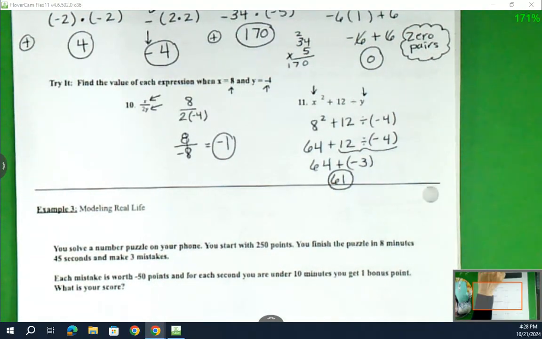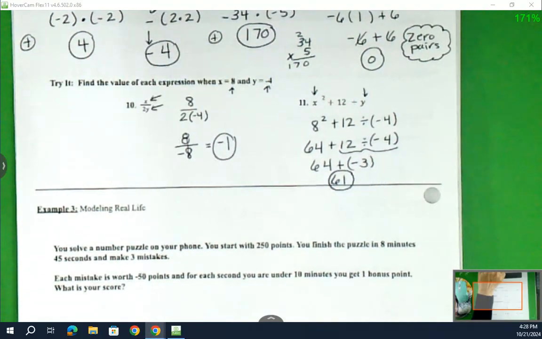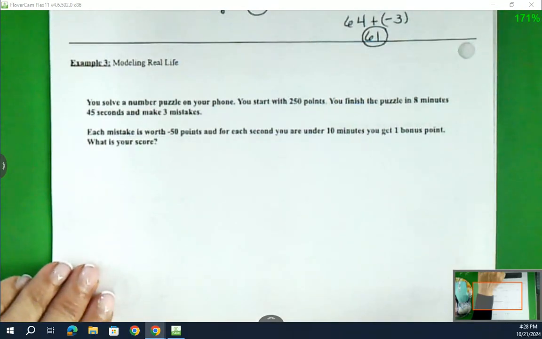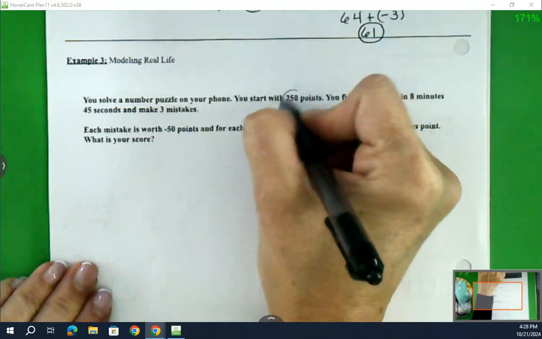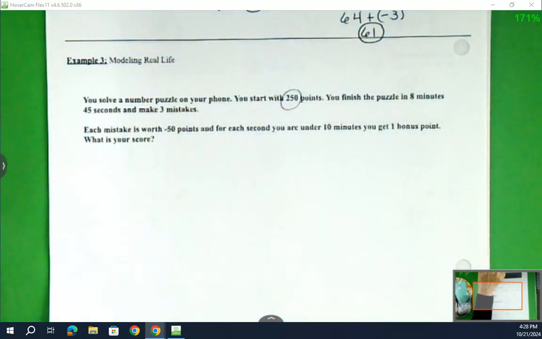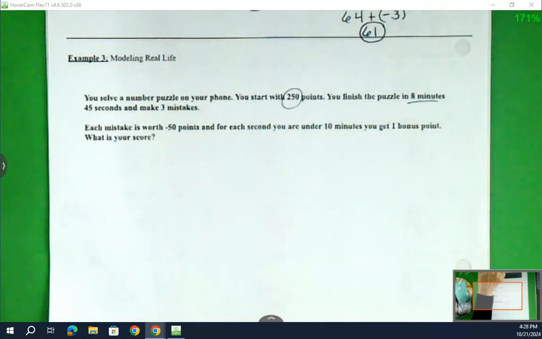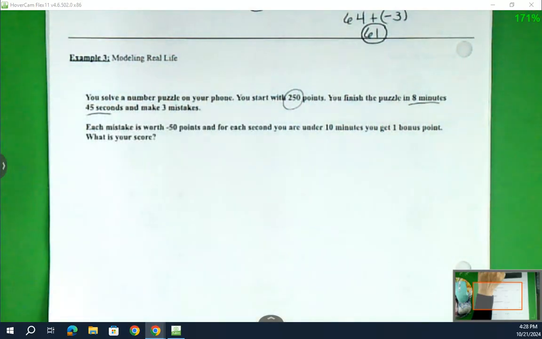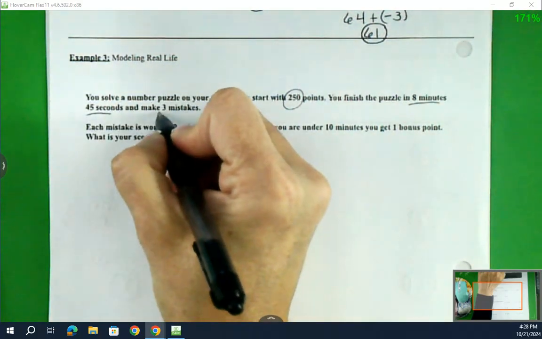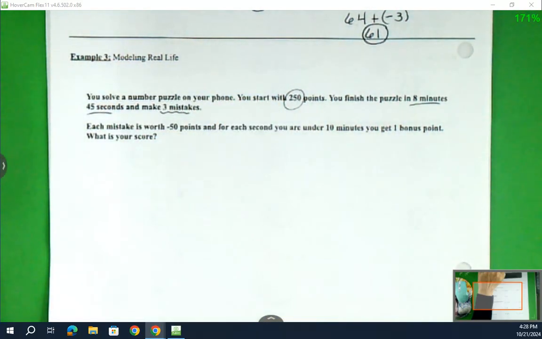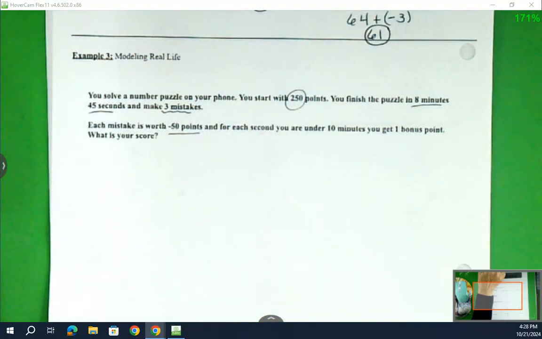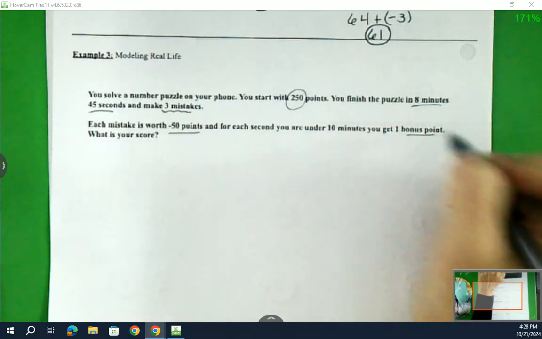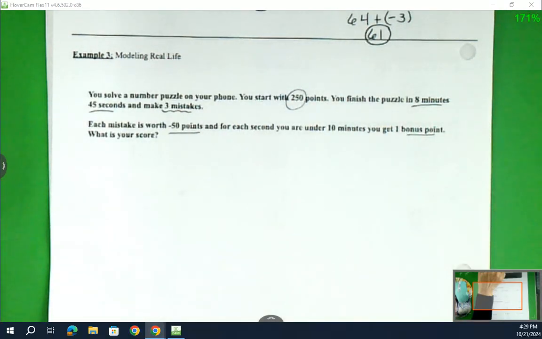Okay, lastly, we have a word problem. You solve a number puzzle on your phone. You start with 250 points. You finish the puzzle in 8 minutes, 45 seconds, and make 3 mistakes. Each mistake is worth negative 50 points. And for each second you are under 10 minutes, you get 1 bonus point. Okay, so there's a lot here.